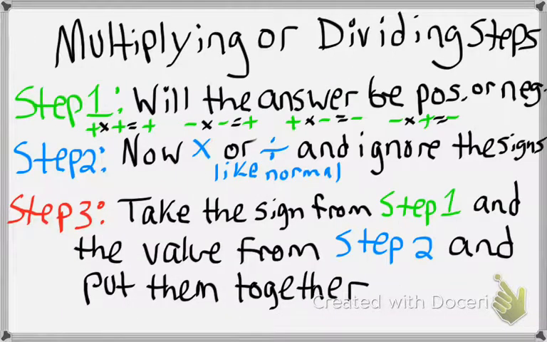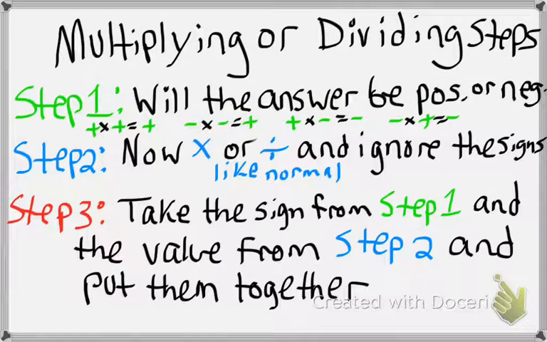So if you're multiplying or dividing, your steps are: step one, will the answer be positive or negative? That's the first thing I want you to think about. Just use the rules that we talked about, and then you practice. Will it be positive or negative? So remember, a positive times a positive is a positive. A negative times a negative is a positive.